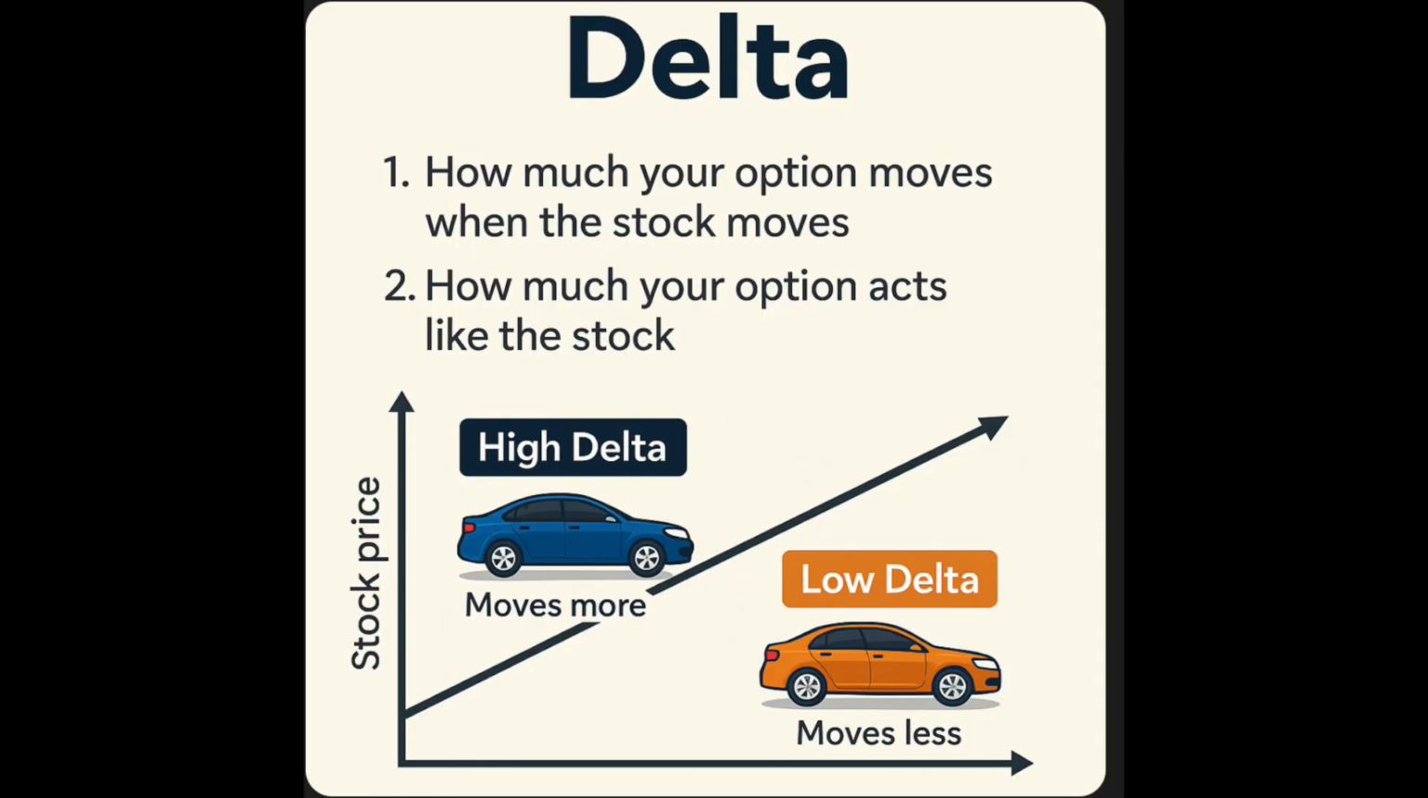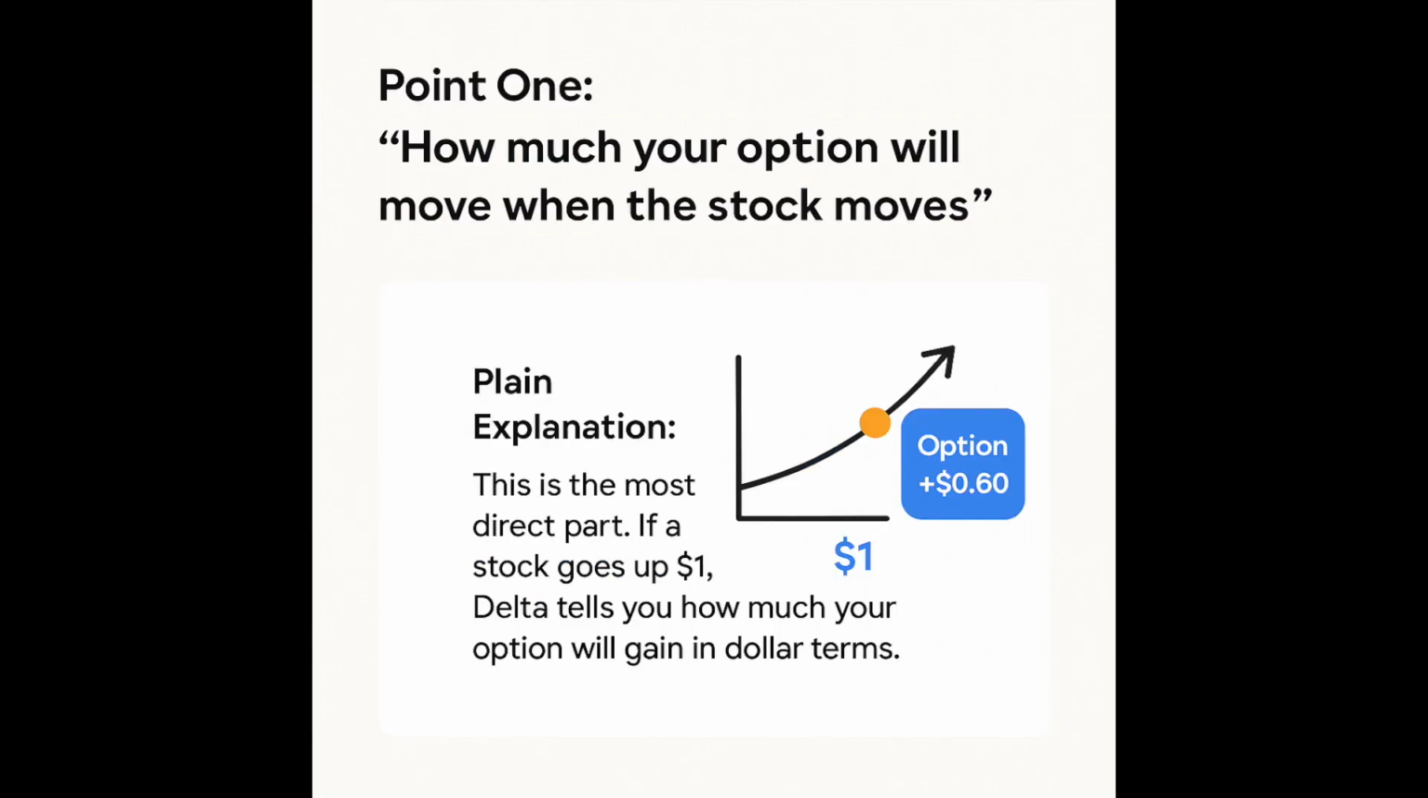Now let's start with delta. Delta tells you two things. One, how much your option will move when the stock price moves. This is the most direct part. If the stock goes up $1, delta tells you how much your option will gain in dollar terms. Think of delta like a car's acceleration. If you tap the gas, how much does your car move forward? A higher delta option is like a car with a strong engine. You tap the gas and it responds fast. A lower delta option is like a car with weak acceleration. You hit the gas, but it barely moves.